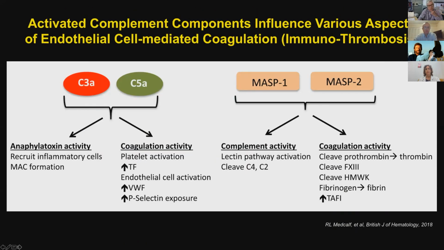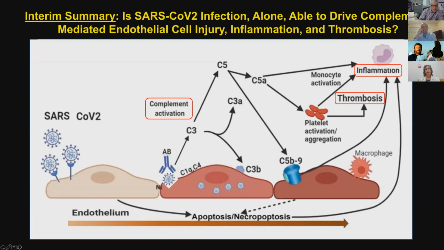And as I said, these complement fragments are playing a crucial role in recruiting inflammatory cells, in coagulation, platelet activation, increases in tissue factor, increases in von Willebrand factor, P-selectin. And the same thing is true for members of the lectin pathway. So the mannose-associated serine proteases are very prominent in activating complement activity downstream, as well as having extreme procoagulant capabilities.